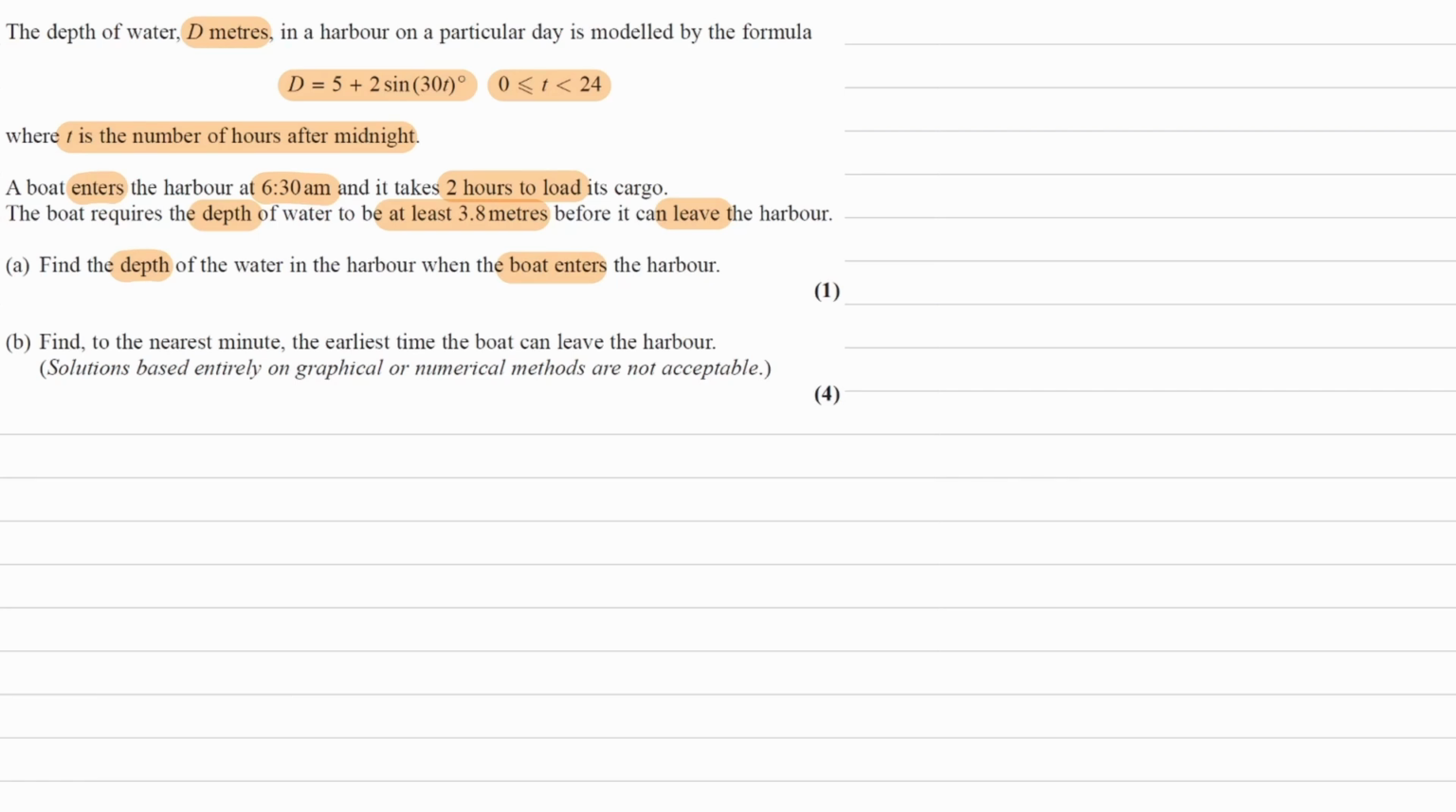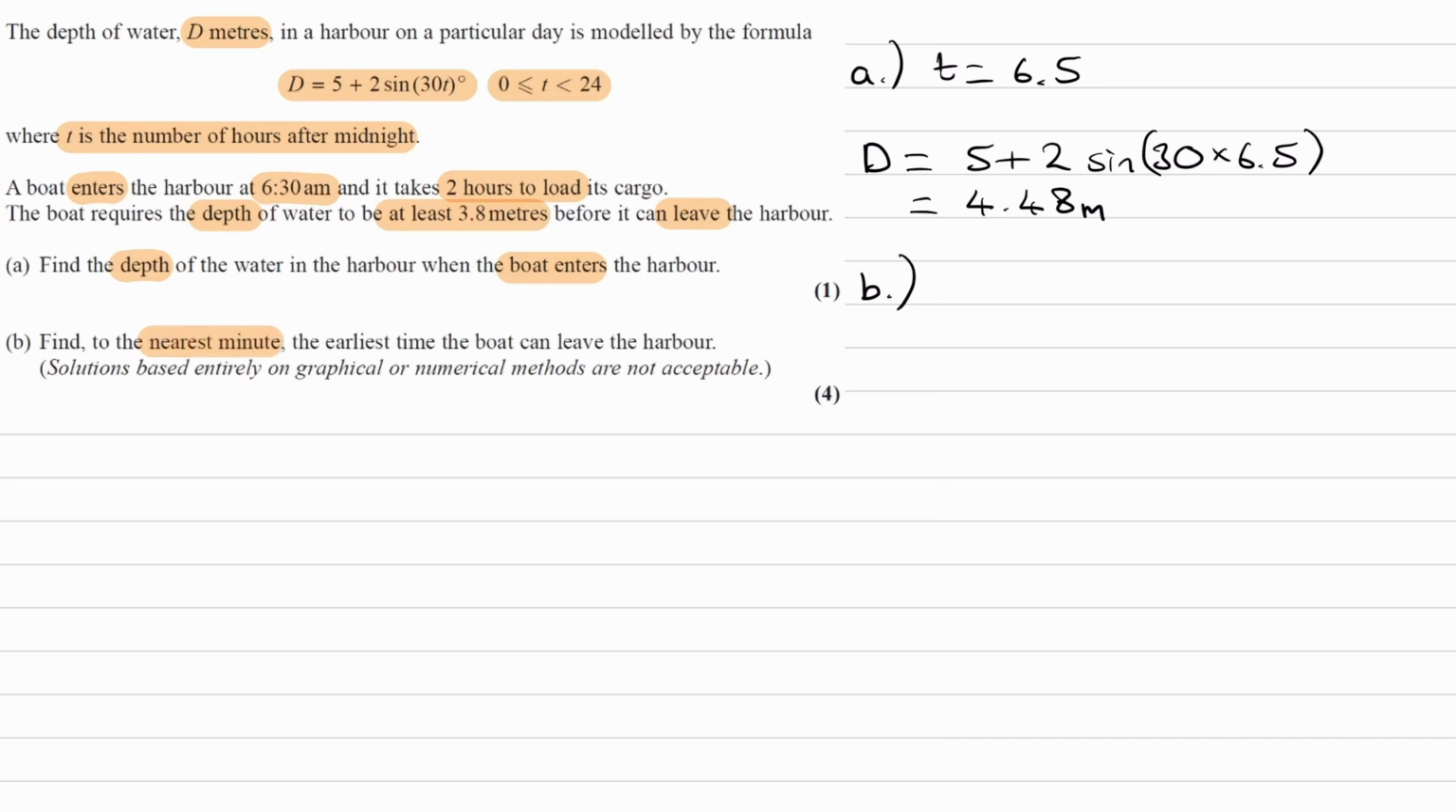Okay, so when the boat enters the harbour, we're told the time is 6:30 a.m. So if we look at our equation, d is equal to 5 plus 2 sine 30t. T is in hours between 0 and 24. So then if our time is 6:30 a.m., then t would be equal to 6.5 hours. And then d would be equal to 5 plus 2 sine 30 times 6.5, which gives us 4.48 meters.